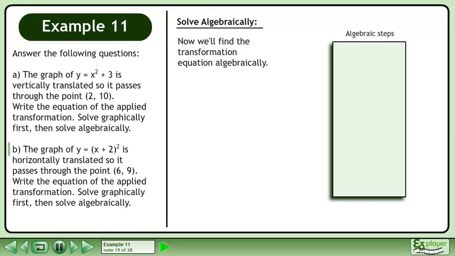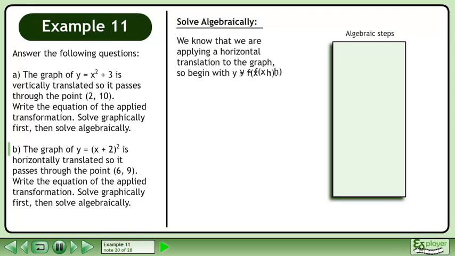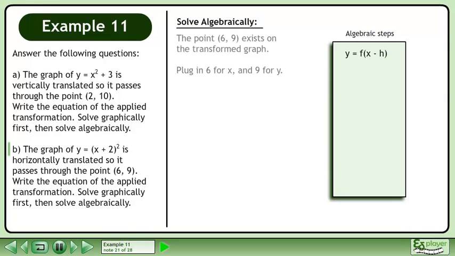Now we'll find the transformation equation algebraically. We know that we are applying a horizontal translation to the graph, so begin with y equals f of x minus h. The point (6, 9) exists on the transformed graph. Plug in 6 for x and 9 for y.